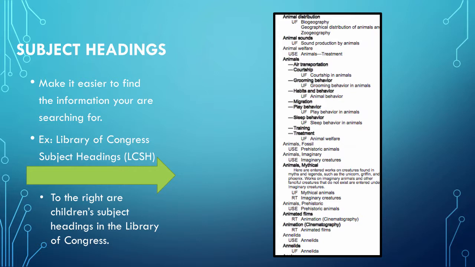When searching for information, it is important to have a planned approach. The Library of Congress creates subject headings, which allows the user to work within a framework due to the controlled vocabulary. For example, in the image to the right, RT means related term. So, for animated films, another search term can be cinematography.